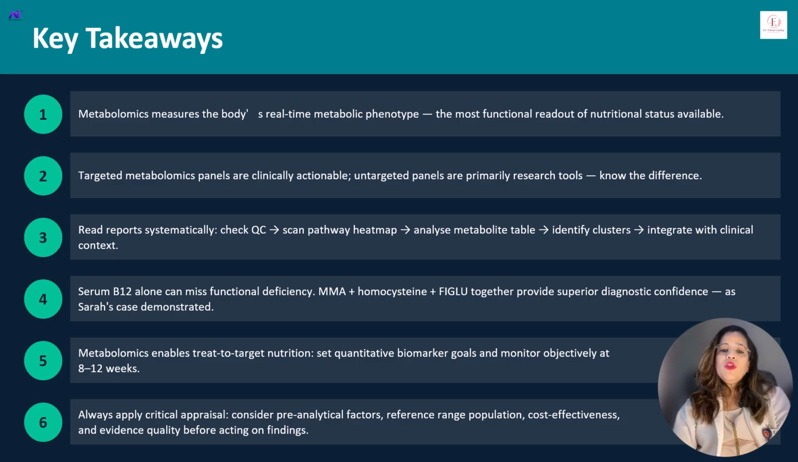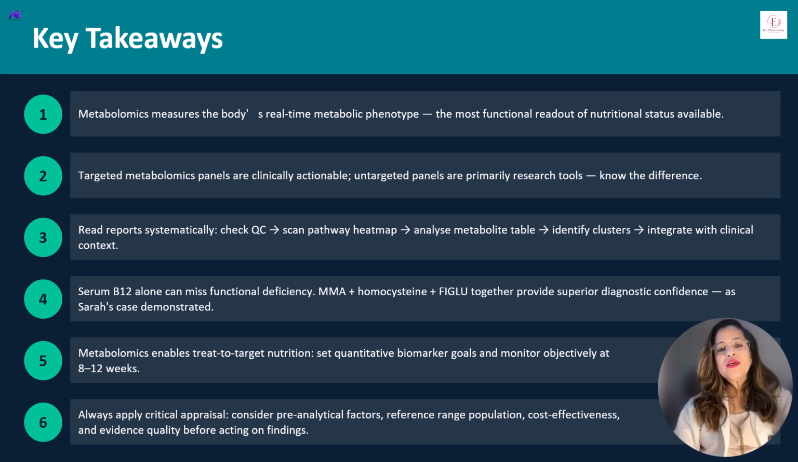So metabolism is your window to nutrition at the biochemical level. It bridges the gap between dietary intake and physiological function. Before ordering or interpreting a panel, always ask, is it targeted or untargeted? Does it have to be validated against a reference range? The systematic reading approach is a clinical skill. So practice it with every report, just as you would practice with any ECG or blood parameters.